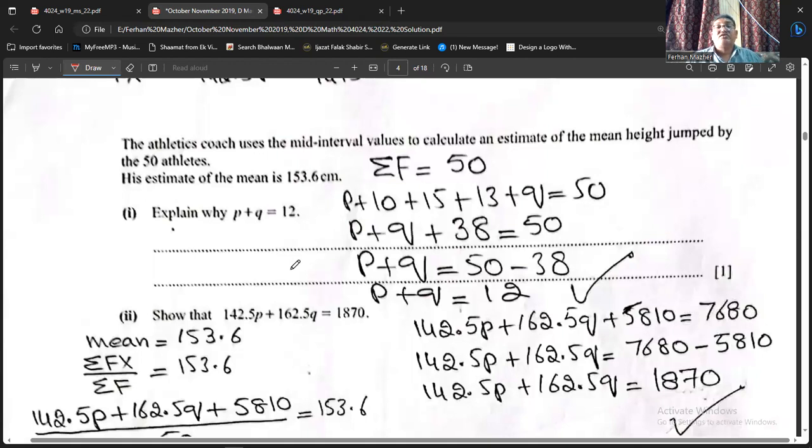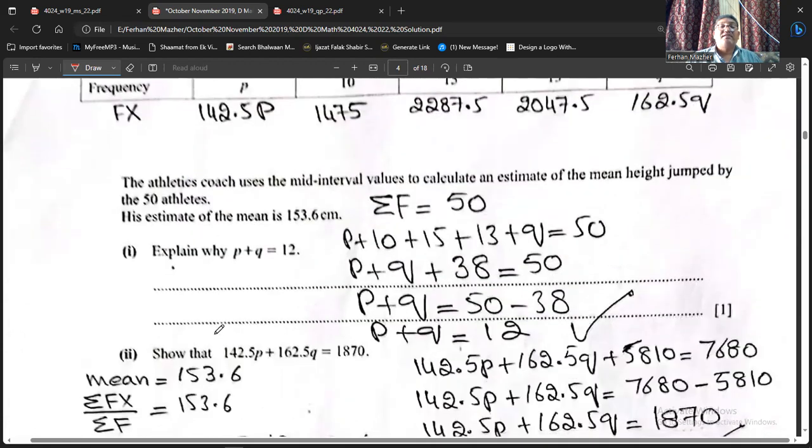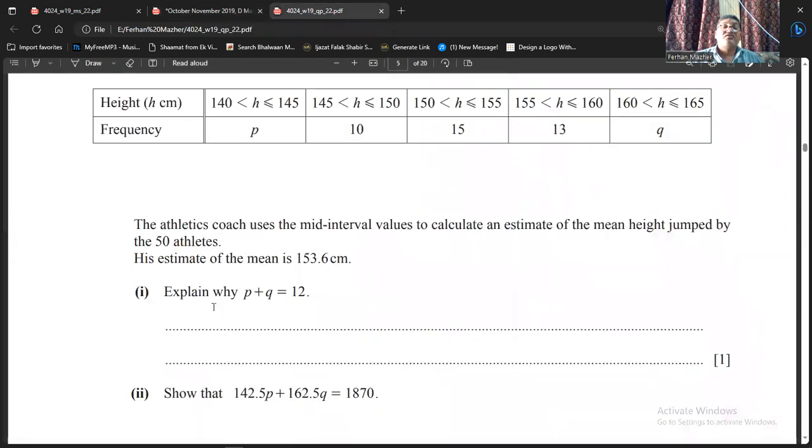Summation fx is equal to 50. So add these up: p plus 10 plus 15 plus 13 plus q is equal to 50. So p plus q plus 38 is equal to 50. So p plus q equals 50 minus 38, and p plus q equals 12. This is what they have asked us to show.